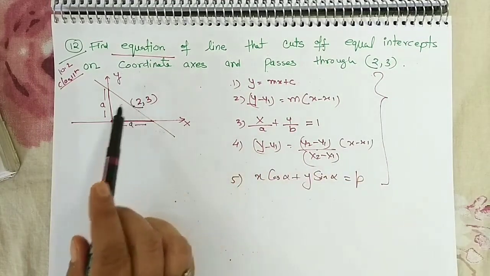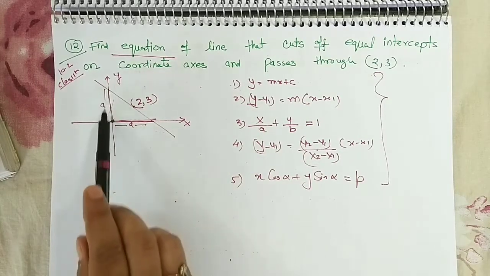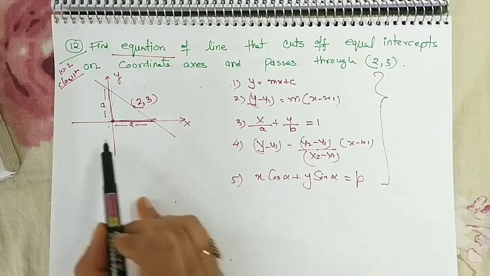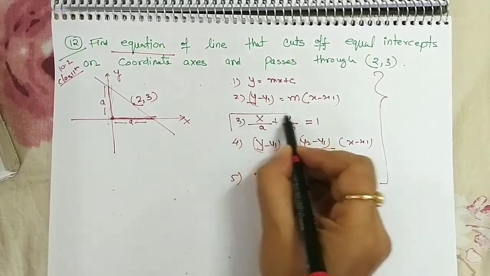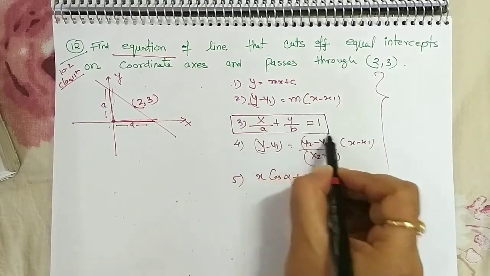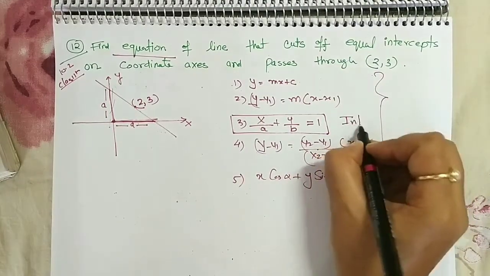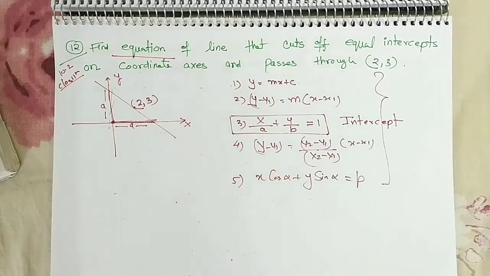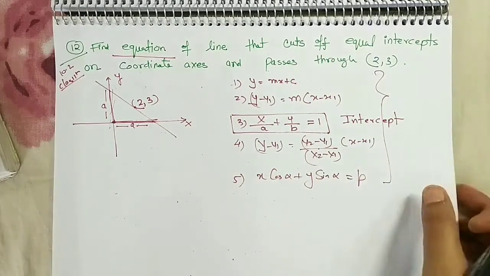So here they have provided intercepts which are equal and 1 point. So intercept form is this. This is intercept form, right? You have to remember this is intercept form. For sure we will apply this here, correct? So let me apply here.